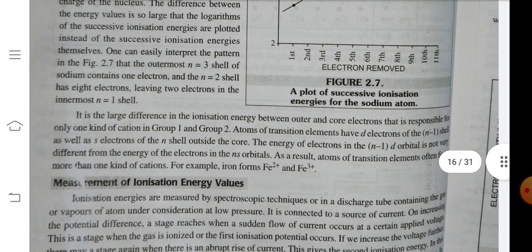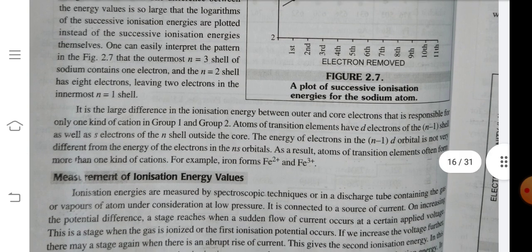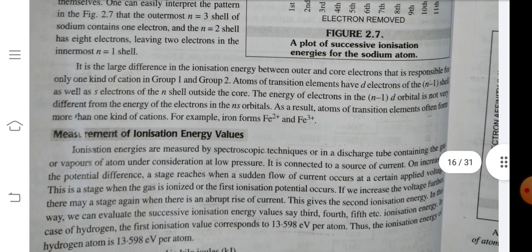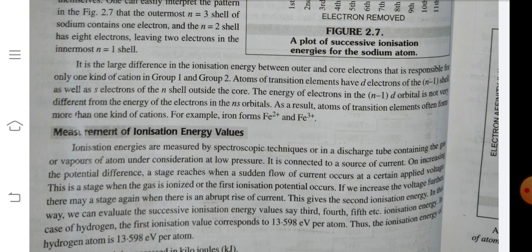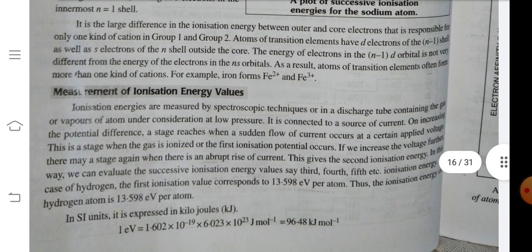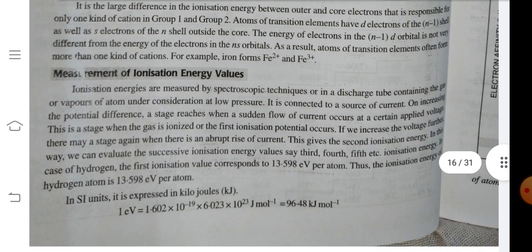One can easily interpret the pattern in Figure 2.7: the outermost n = 3 shell of sodium contains 1 electron, and the n = 2 shell has 8 electrons, leaving 2 electrons in the innermost n = 1 shell. It is this large difference in the ionization energy between outer and core electrons that is responsible for only one kind of cation in group 1 and group 2.